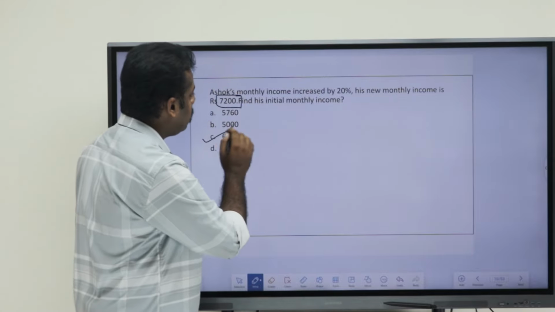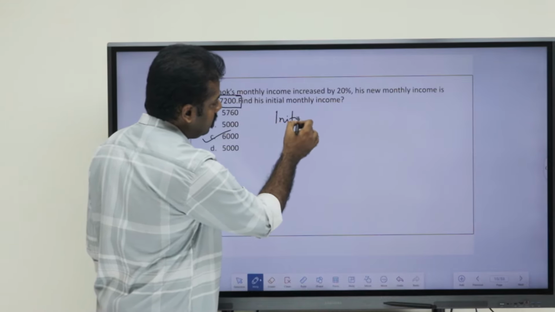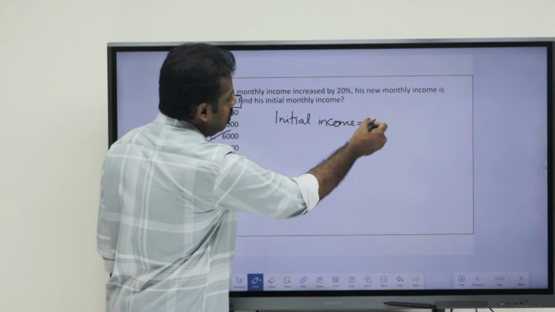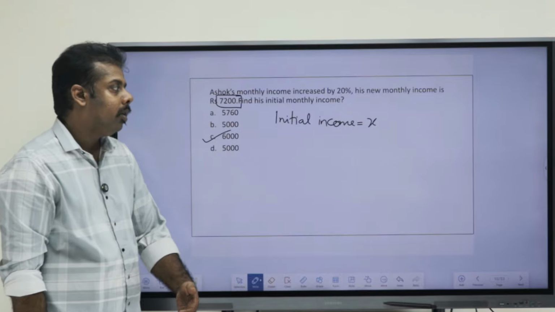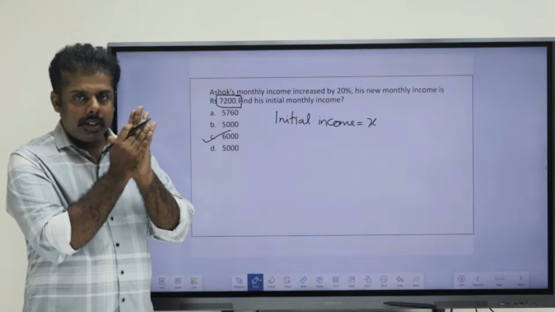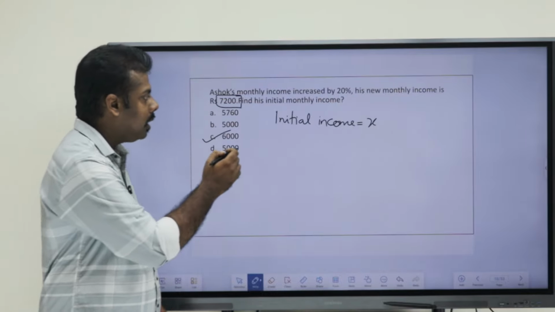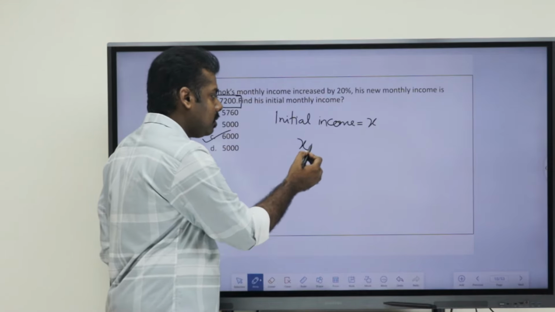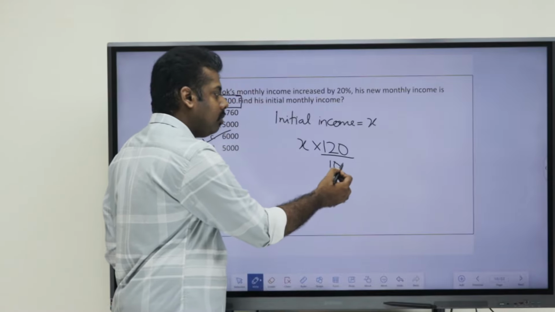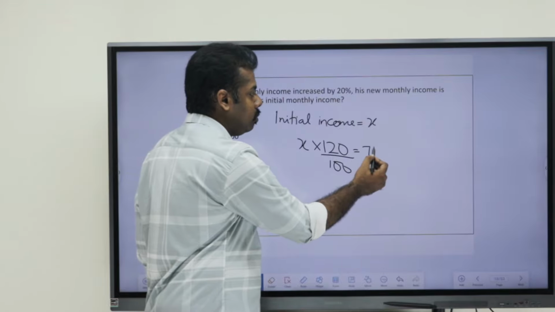Another method will be taking his initial income as x. So, taking this as x, how can we do it? As we know, his income has increased by 20 percentage. As you know, in percentage the base is always 100. So, if I increase by 20 percentage, we can say that if his initial income is X, the new income has to be 120 percentage of X. That value has been given as 7,200.